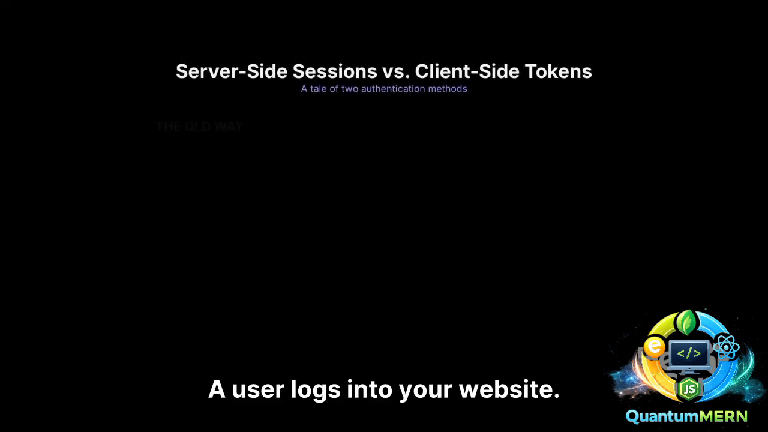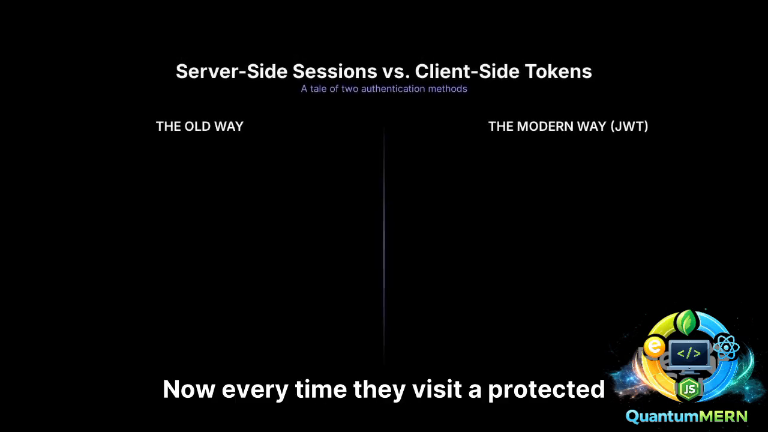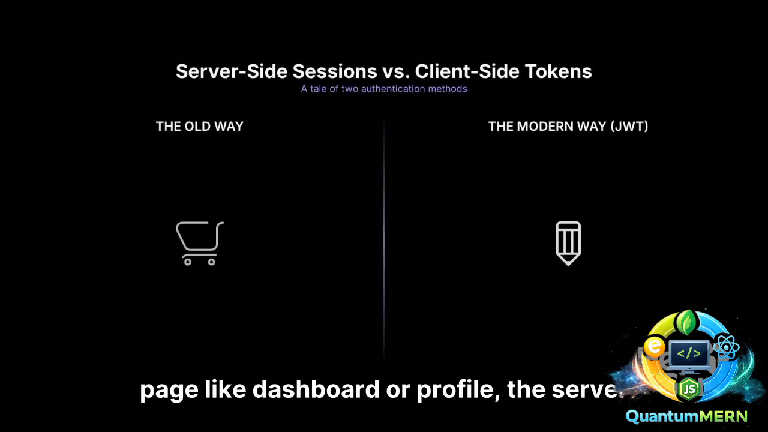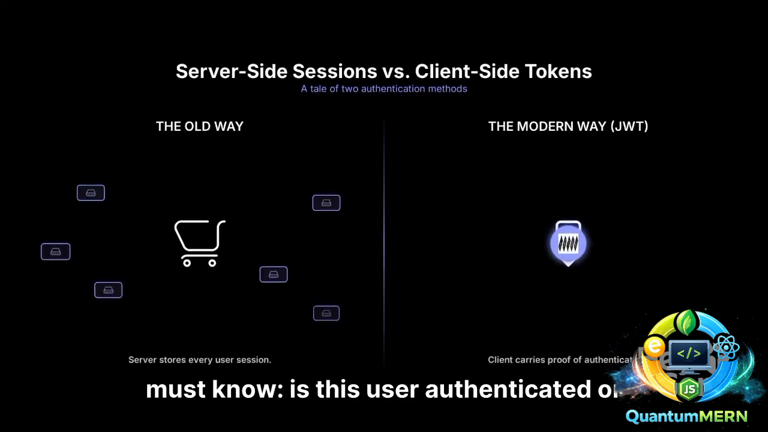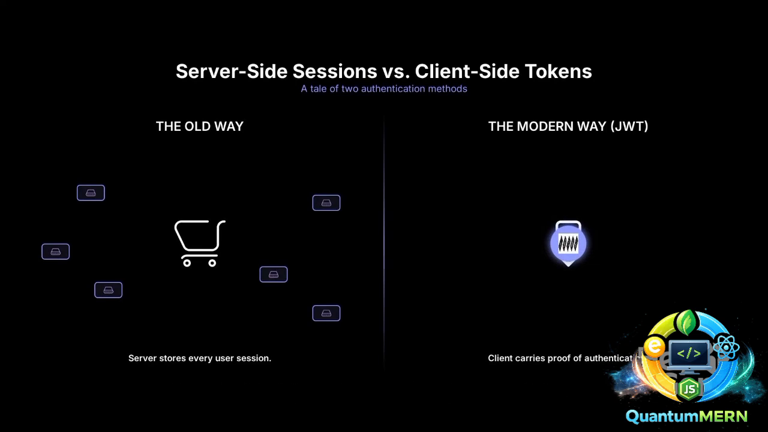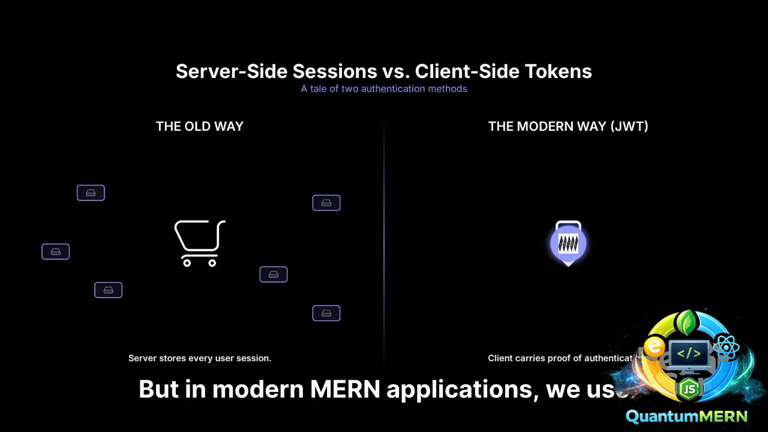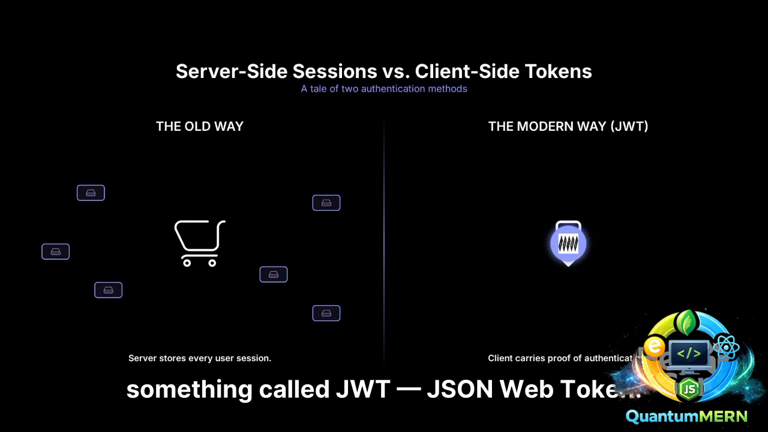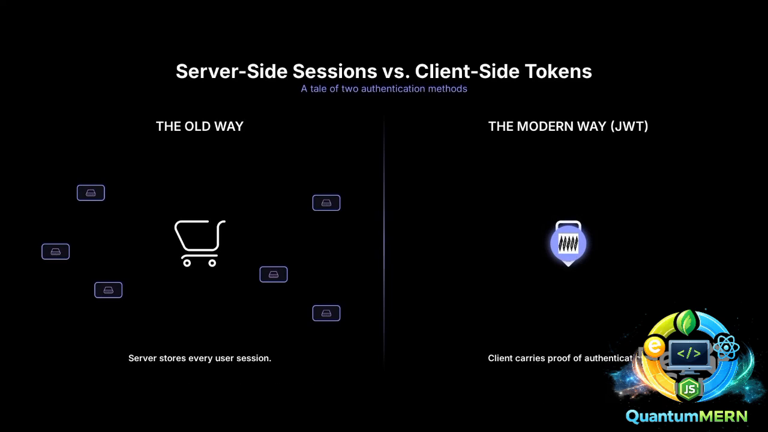Imagine this. A user logs into your website. Now every time they visit a protected page like dashboard or profile, the server must know, is this user authenticated or not? In old applications, this was done using sessions stored on the server. But in modern MERN applications, we use something called JWT, JSON Web Token.